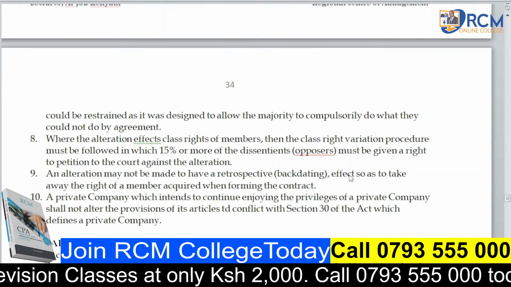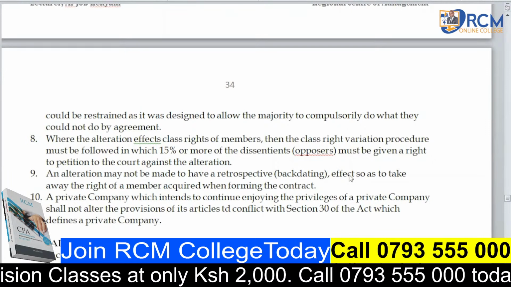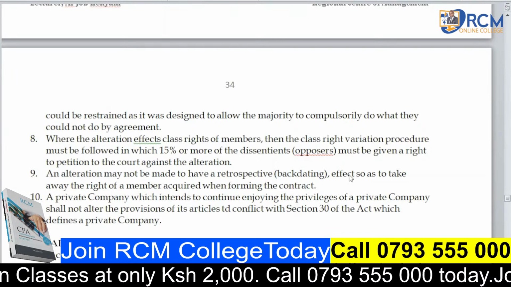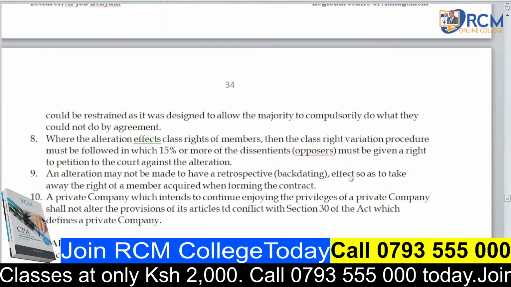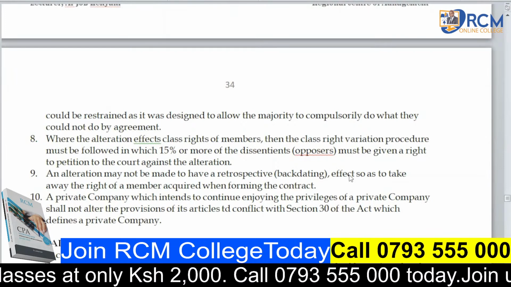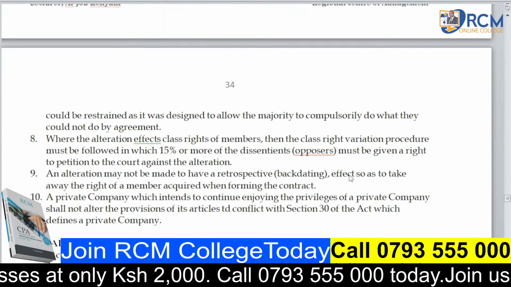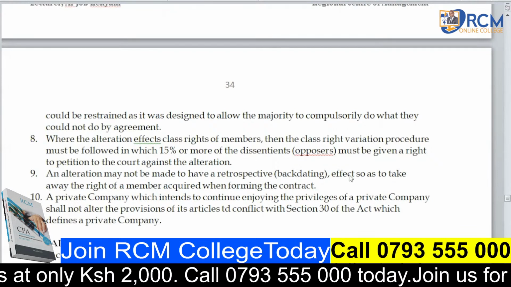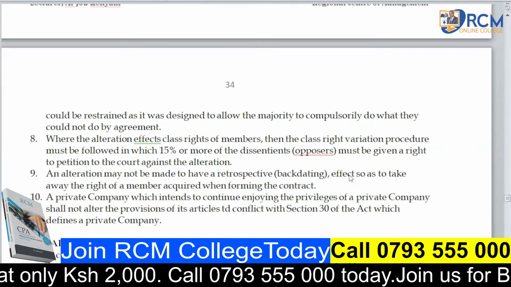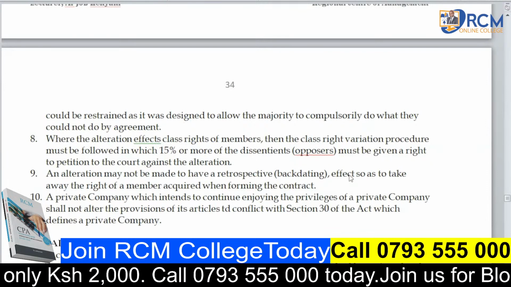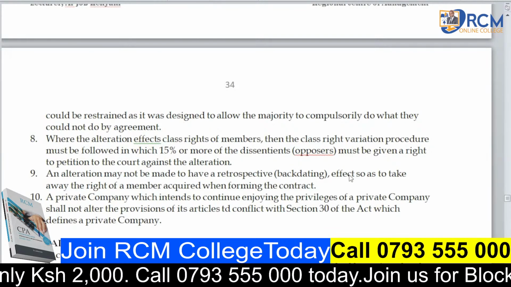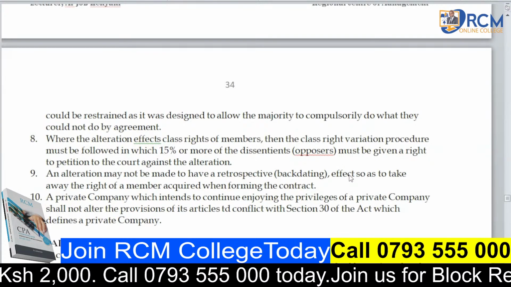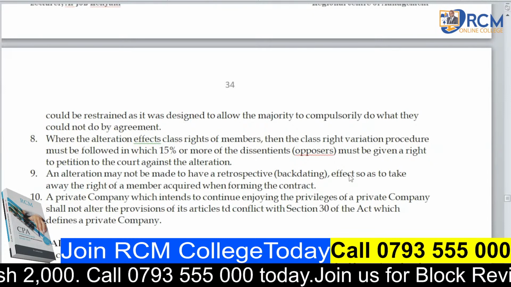Then the last one, a private company which intends to continue enjoying the privileges of a private company shall not alter the provisions of the articles to conflict with Section 30 of the Act, which defines what is actually a private company. So a private company has a membership of 1 up to 50. It cannot invite members of the public to buy into its shares. So if it alters the articles for the company to be able to maybe do those things, then it won't be a valid alteration. So there's a question that was tested with regard to these particular rules governing alteration of articles. So I want us to look at that particular question.